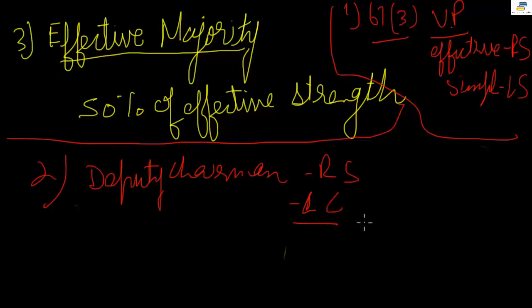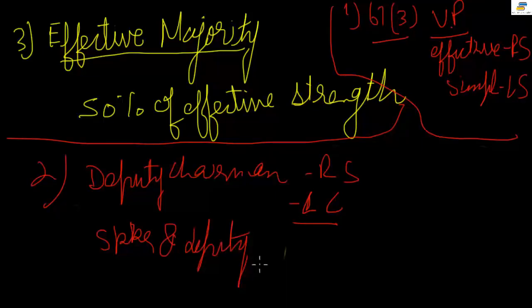And these are the states, not all states have a legislative council. Where do they exist? We'll talk about that. And also the speaker and the deputy speaker, right? Speaker and deputy speaker. So that is also the place where we need effective majority, effective 50% of the effective strength, right?